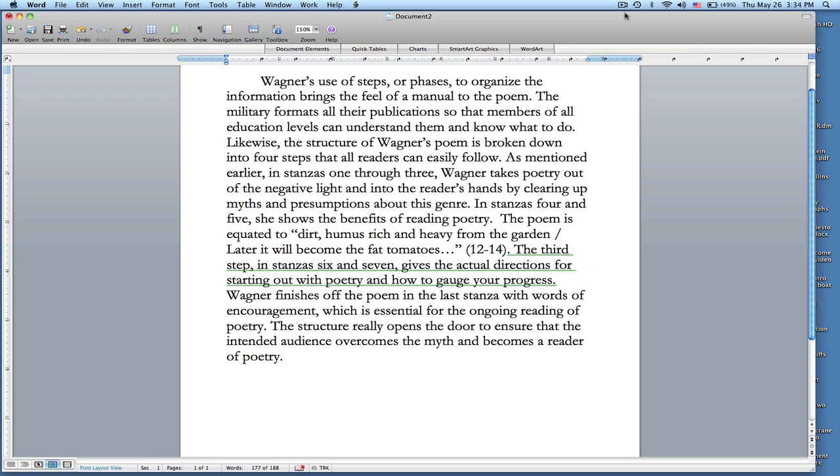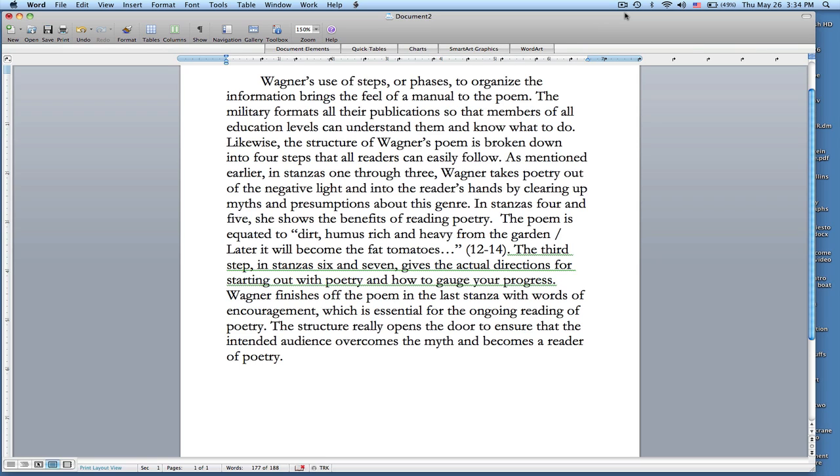The military formats all their publications so that members of all education levels can understand them and know what to do. So this person in his opening paragraph had talked about military manuals. And so this is a nice way of coming back to an issue that he raised earlier, but this time in relation to a specific point. So he's setting up the context here.